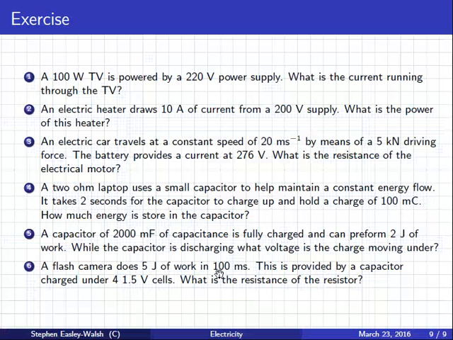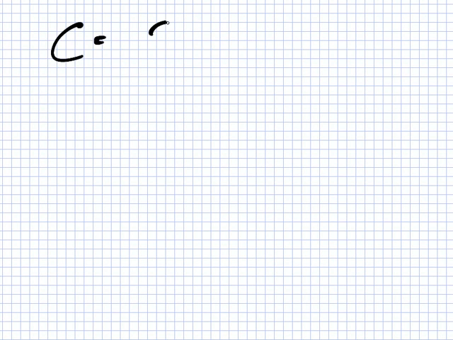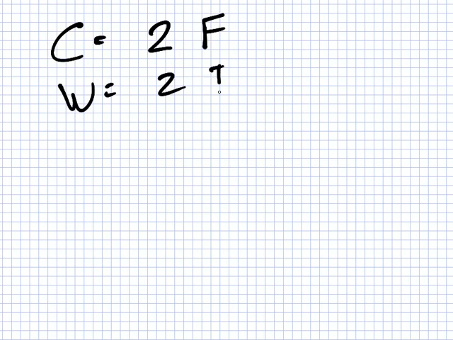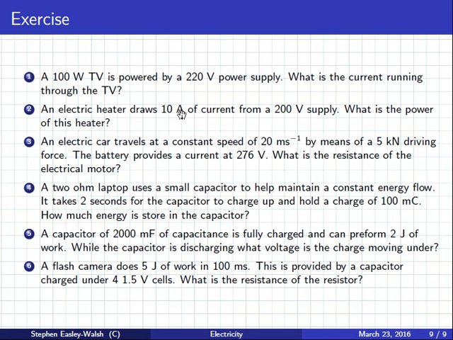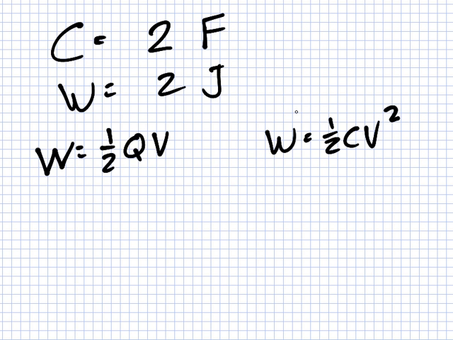Right, the last two more. A 2,000 millifarad capacitor is fully charged and does 2 joules of work. What is the voltage? Okay, so what do we know here? The capacitance is 2 farads, and the work is 2 joules. And what do I want? The voltage. So what formula could I use here? W equals a half Q V, or W equals a half C V squared.